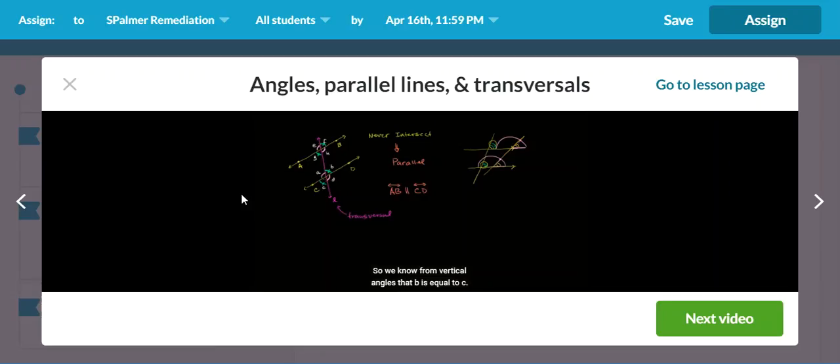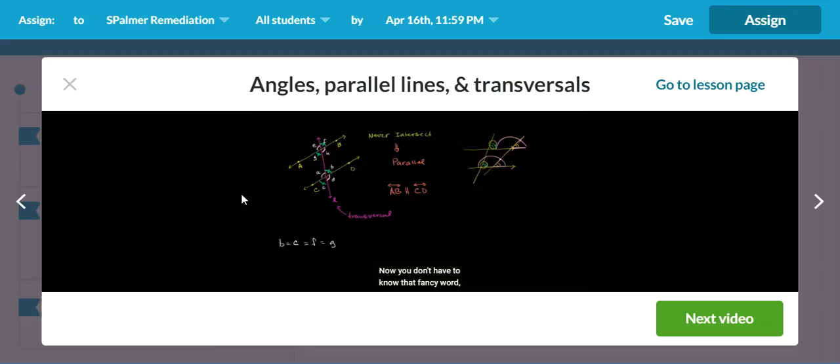So we know from vertical angles that b is equal to c, but we also know that b is equal to f because they are corresponding angles. It's equal to f, and that f is equal to g. So vertical angles are equivalent, corresponding angles are equivalent, and so we also know that b is equal to g. And so we say that alternate interior angles are equivalent. You see that they're on the interior of the intersection. They're between the two lines, but they're on opposite sides of the transversal.